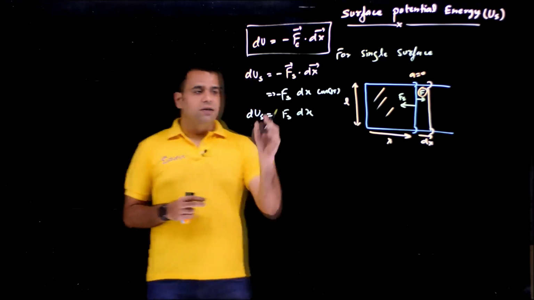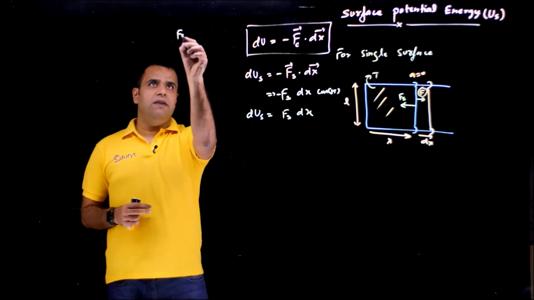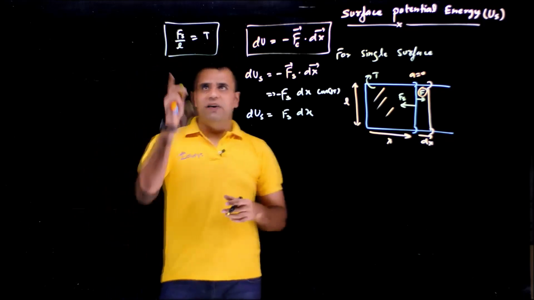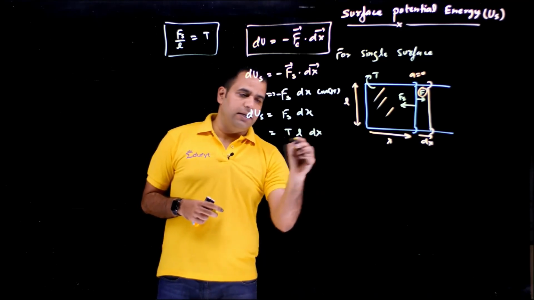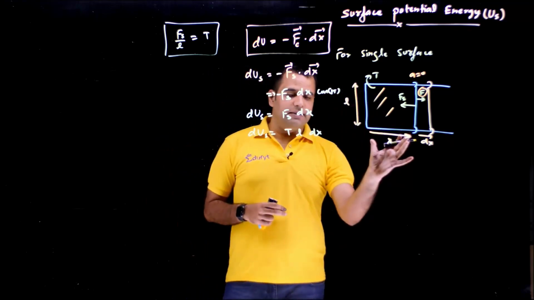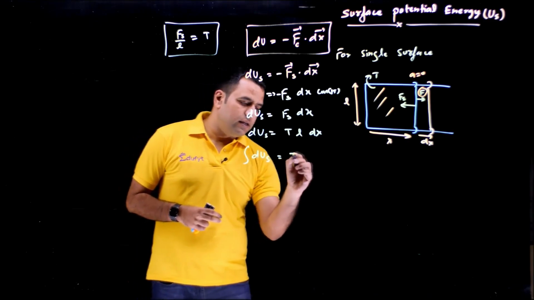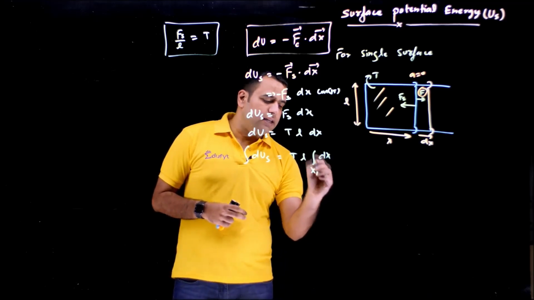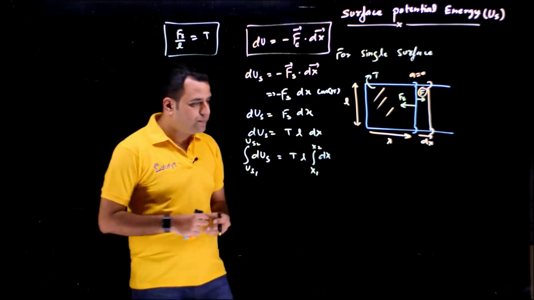Now, if you remember, this Fs is related to the surface tension. If the surface tension here is T, then we know that Fs upon L is T, within a single surface, obviously. So this Fs, I can write as T into L, and T L dx is equal to dUs. Now let's integrate that. T is a constant, L is a constant, I'll integrate dx from x1 to x2, and dUs from Us1 to Us2.